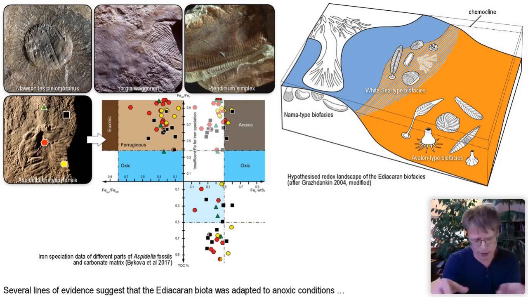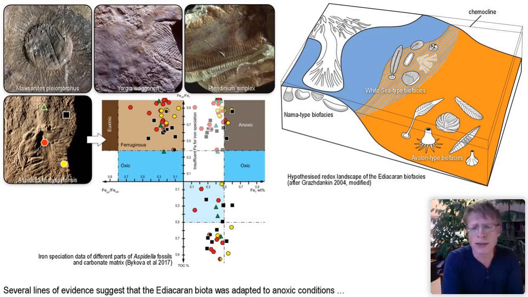And a recent, interesting analysis of the distribution of iron species in the fossils from Khatyspyt clearly shows that all these organisms were adapted to live in an anoxic environment. And the diagram on the right-hand side of this slide is a working hypothesis, where the orange color stands for anoxic environment and the blue color stands for the oxic environment.